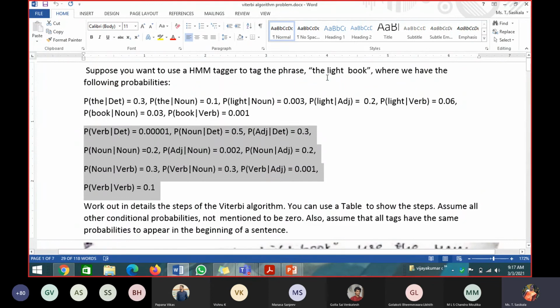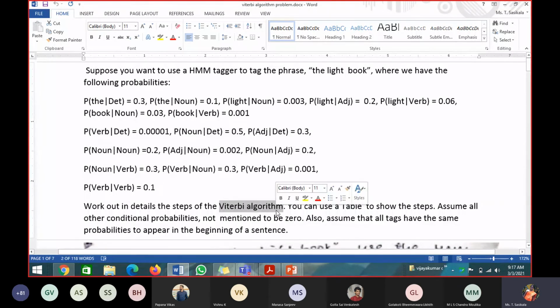They will be given a sentence, the word transition probability, and the tag transition probability. And they will be asking you to use the Viterbi algorithm. The Viterbi algorithm uses the hidden Markov model, that is first order Markov: each state depends upon the previous state. This algorithm uses the state transition probability, the tag transition probability and the word transition probability to find the tag for the given word. So first, what they are asking, you can use a table to show the steps.